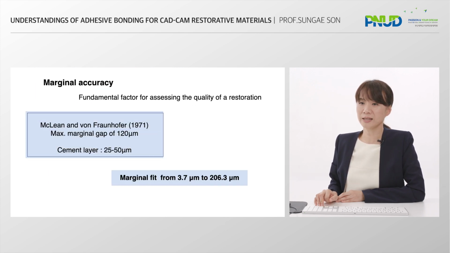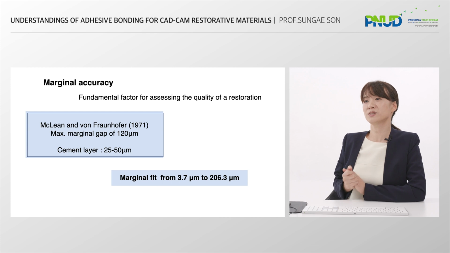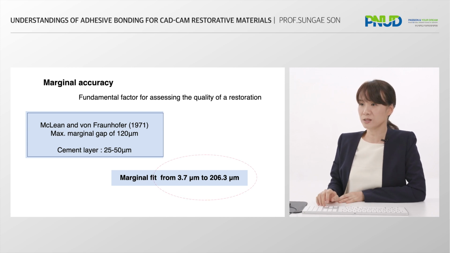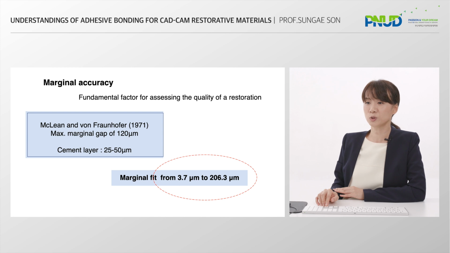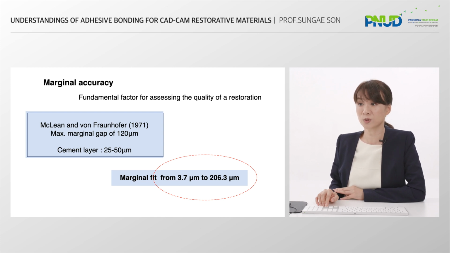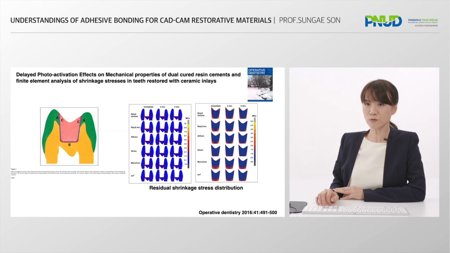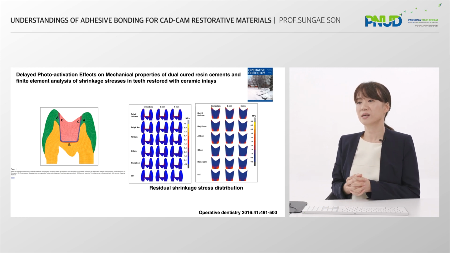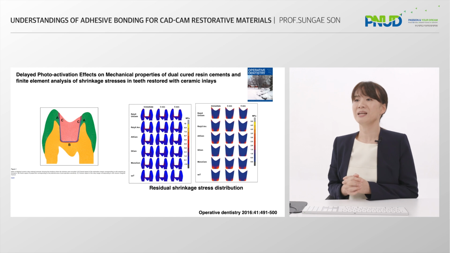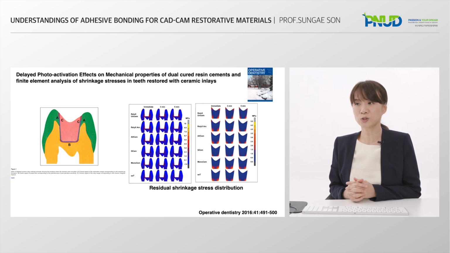CAD-CAM restoration has a wider range of marginal gap compared to conventional restorations. Ranges from as little as 3.7 microns to as much as 206.3 microns have been reported. Therefore, to reduce the problem of increased cement space, many clinical trials have led to dental products and techniques.